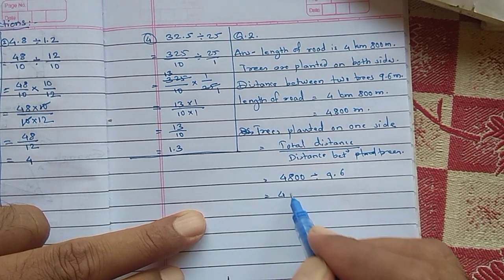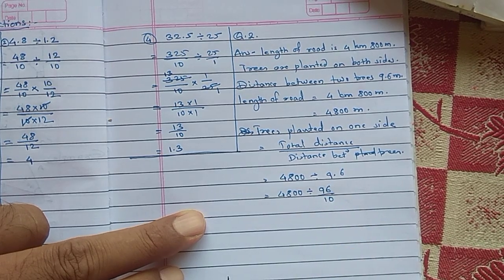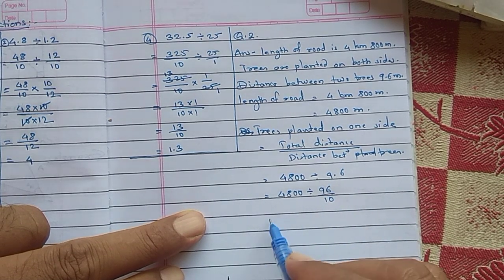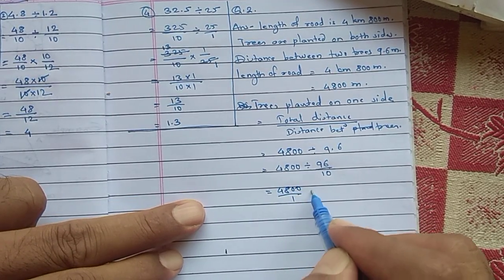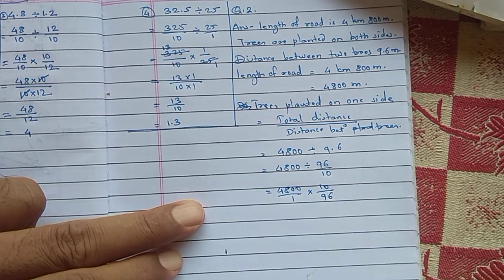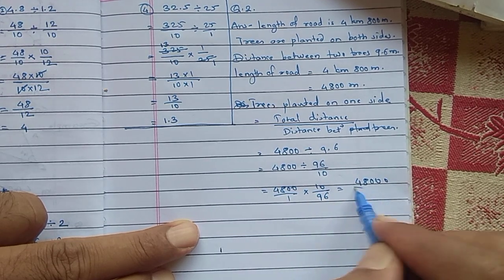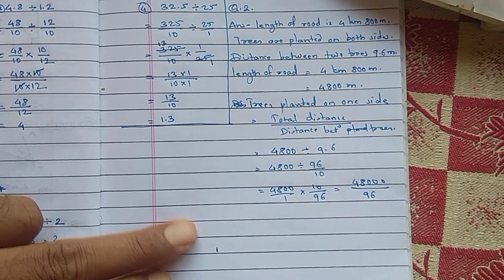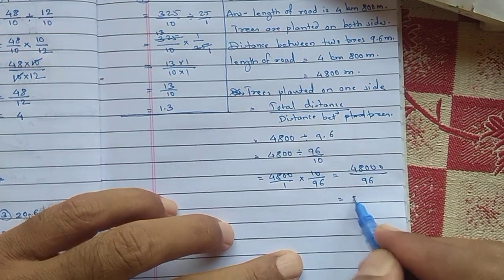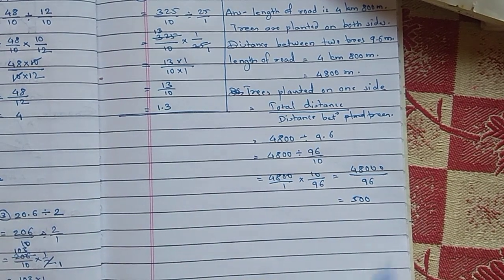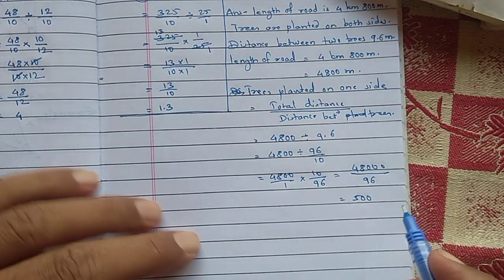So it is equal to 4,800 divided by 96 upon 10. Apply the rules of division: 4,800 upon 1 multiplied by 10 upon 96 is equal to 4,800 multiplied by 10, which means 48,000 upon 96. When you do this division, 48,000 divided by 96, the answer you get is 500.